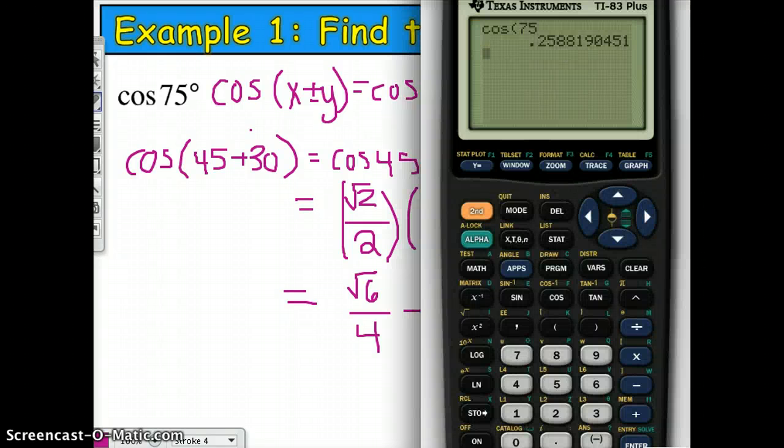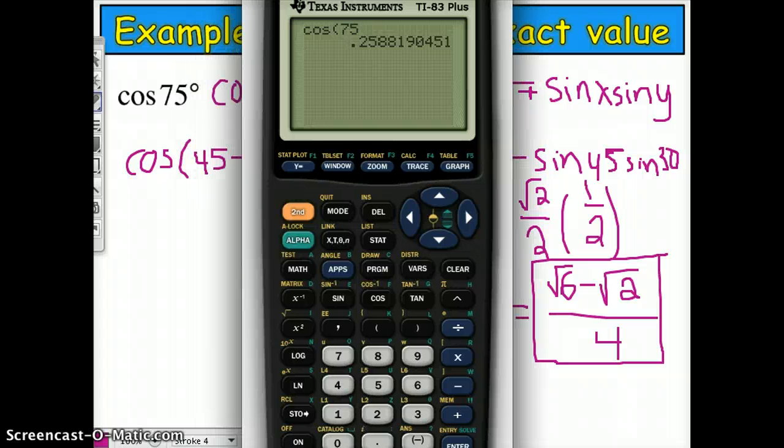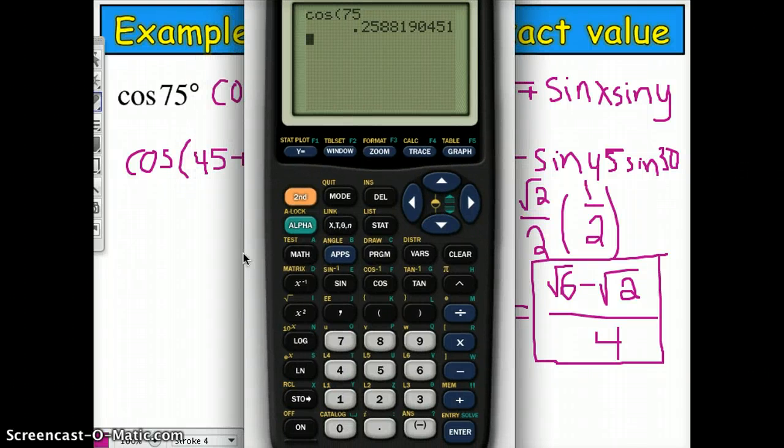I can check my answer and make sure it matches up with the original decimal I got by doing root 6 minus root 2 over 4. And you can see that my answer matches up, so that is a way of us doing a self-check to see if you have your answer correct.